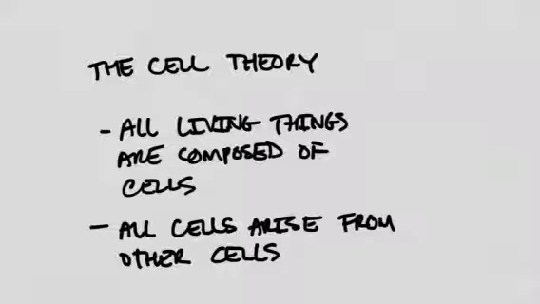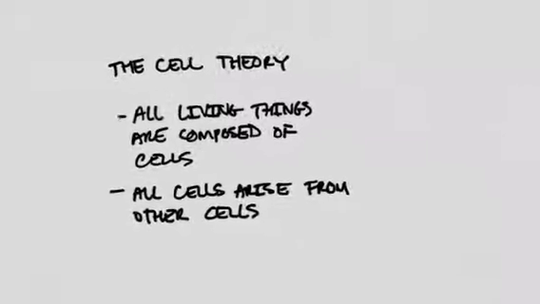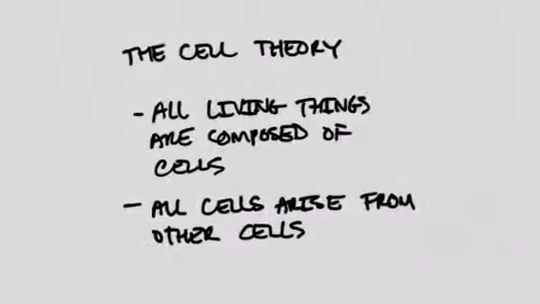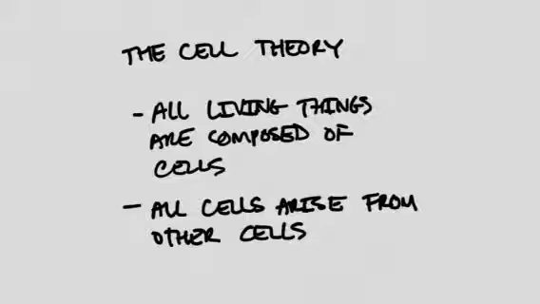Which really begs the question, okay, if all cells come from other cells, where did the first cell come from? But this is going to be a short screencast, so I'm going to punt that question until later on in the year. But this is it. This is the cell theory. All living things are composed of cells, and all cells arise from other cells. And we're going to talk about a few different types of cells, a few different types of organisms in the second part of this screencast.